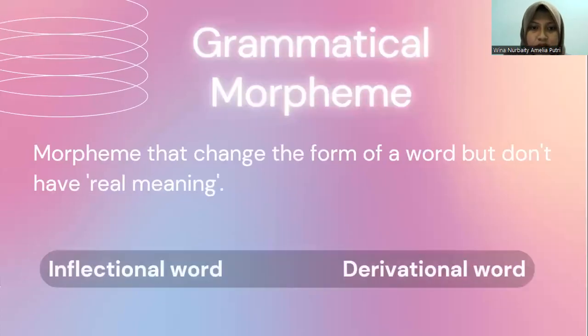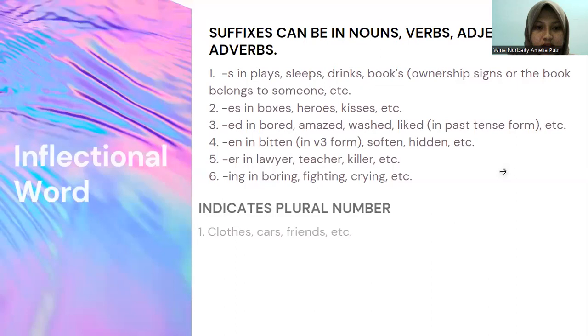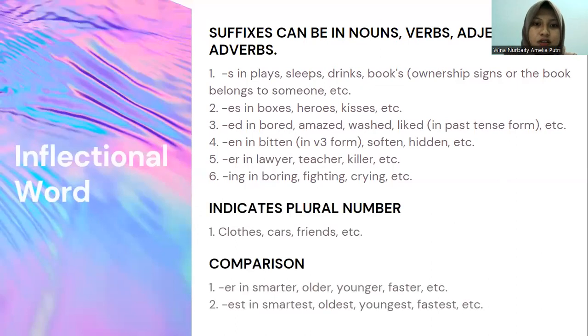Next, grammatical morphemes. A grammatical morpheme is a morpheme that changes the form of a word but doesn't have real meaning. These grammatical morphemes are further grouped into two forms. They are derivational and inflectional. An inflectional word is a word that gets an addition and takes on a certain meaning.